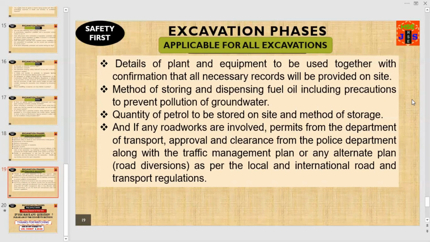And point number 12, if any roadworks are involved, permits from the Department of Transport, approval and clearance from the police department, along with the traffic management plan or any alternate plan such as road diversions as per the local and international road and transport regulations, shall need to be obtained and maintained throughout the excavation process.